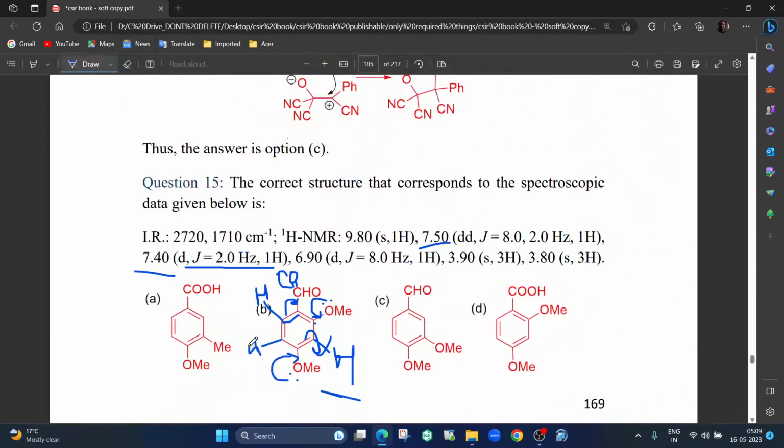This hydrogen is beside OMe, so this should again come less than 7. So this also looks less than 7. So everything else fits except for this proton, right? Because we know that the answer is not B, the answer will be option C. Let us look at option C. Okay, let me delete all this stuff so that it makes more sense.